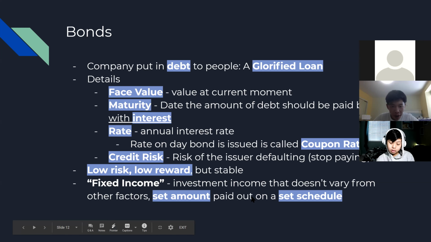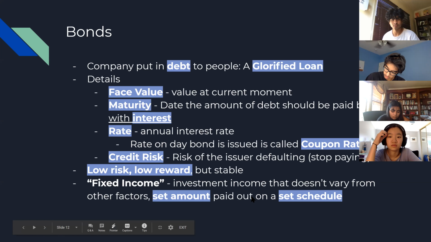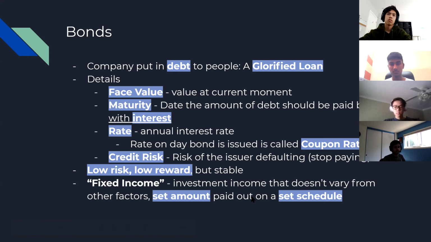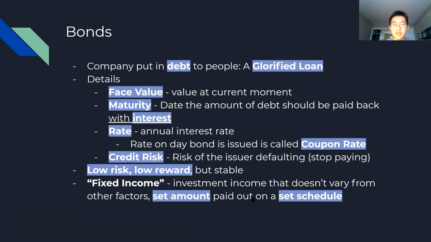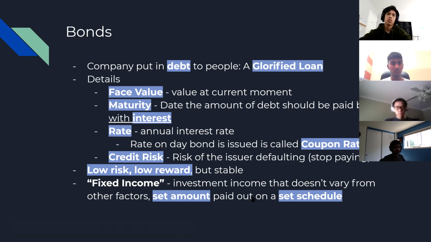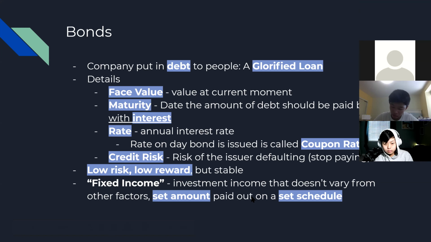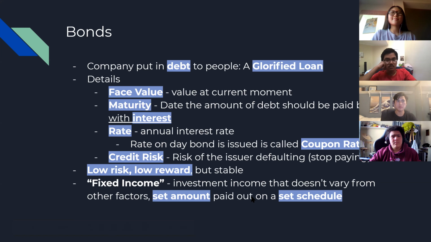Credit risk is the risk of the issuer defaulting. So the risk that the company from which you got the bond from will not be able to pay it back at a certain rate. It's very low risk, very low reward, but it's stable. So people often look at this as a way of sort of boosting their income, fixed income. That's the way many people look at this.